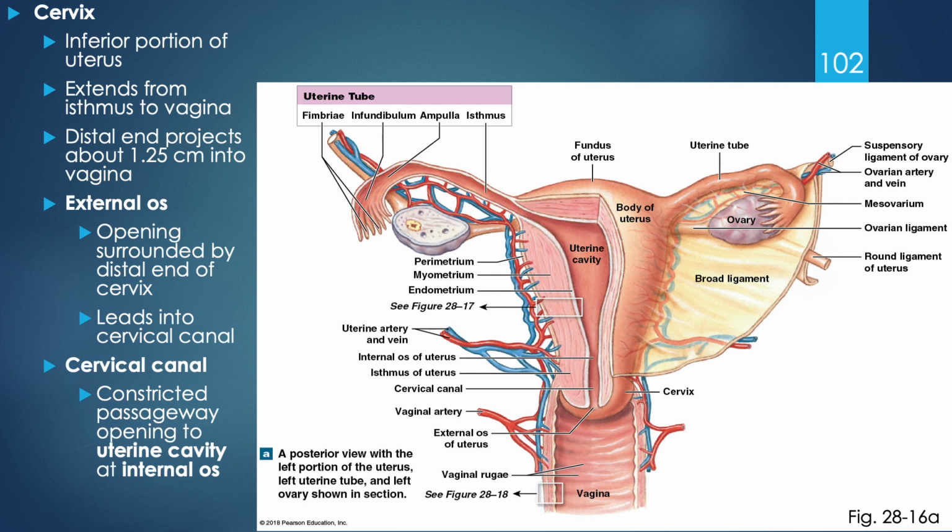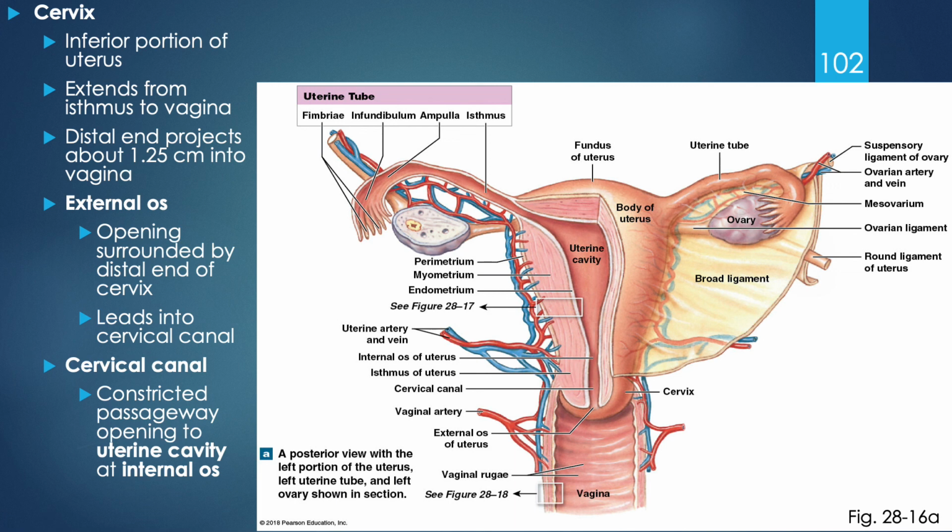So this is the opening, and it leads up into the cervical canal. The cervical canal is going to be a passageway that's quite rigid and rubbery, because it's got a lot of connective tissue and a lot of collagen fibers, and this is a constricted passageway that allows opening to the uterine cavity via the internal os.